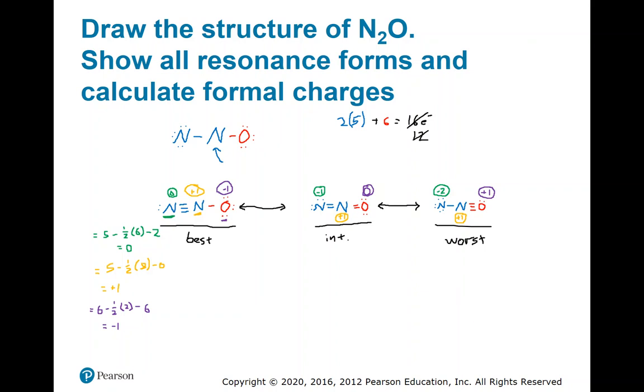So the true structure of nitrous oxide is going to be some combination, or really I should say some average of these three resonance forms, but that average is weighted more towards this thing here on the left-hand side, and less towards what you see there on the right. So those are your three resonance forms and how you can rank them for nitrous oxide.